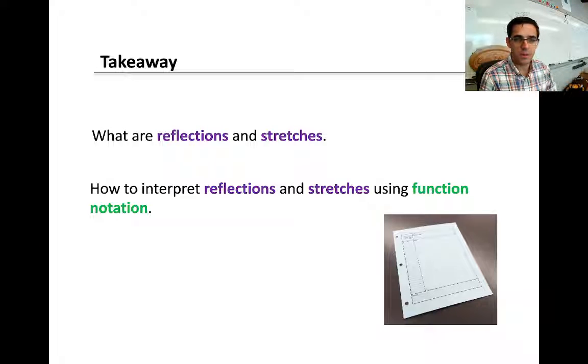All right, so some takeaways. We now know 2 more kinds of transformations. We knew translations before, but now we know reflections and stretches are 2 more types of transformations. We also looked at reflections and stretches using function notation, and we practiced reading for reflections and stretches using function notation. I feel like I just repeated myself twice there.